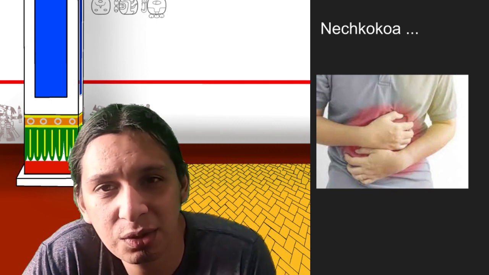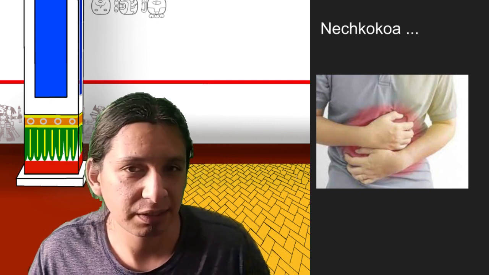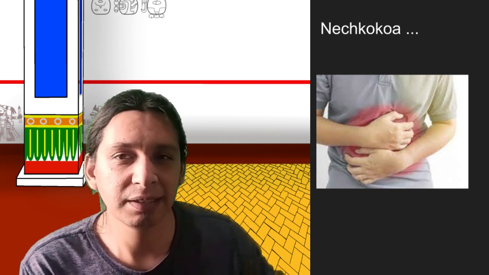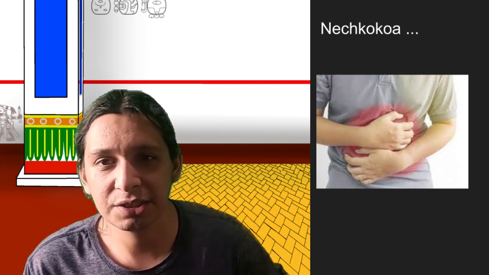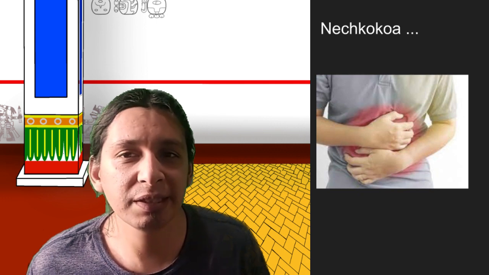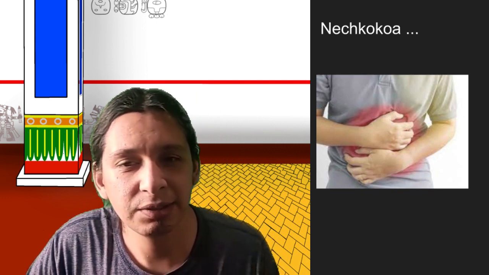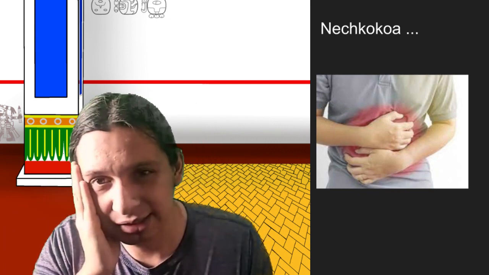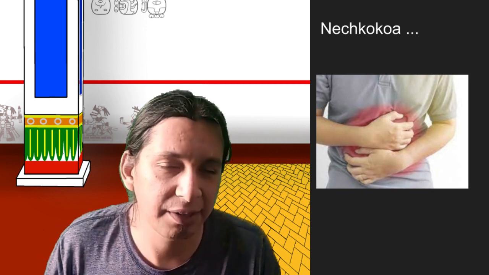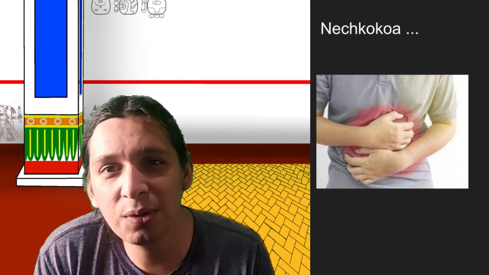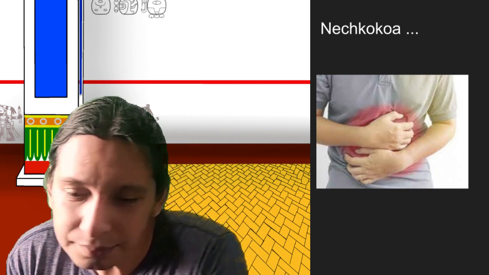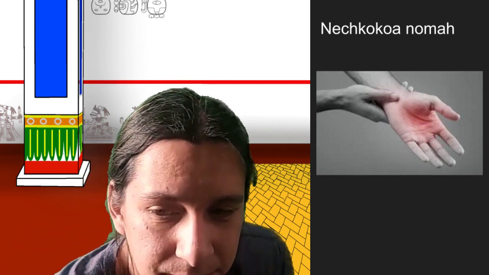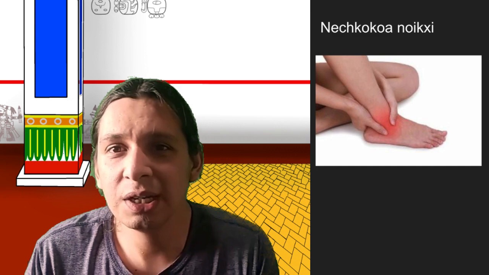I could say nech kokoa, which means something hurts me. The reason I'm saying nech and not nik is because this thing is the one that's causing pain to me. And kokoa means to cause pain to someone. So nech kokoa no ihti, my stomach hurts. Nech kokoa no tsontekon, my head hurts. Nech kokoa no ishtiyol, my eye hurts. Okay, so this is how we say kokoa, for something to hurt you. As an example, nech kokoa no ma. Nech kokoa no ikshi.